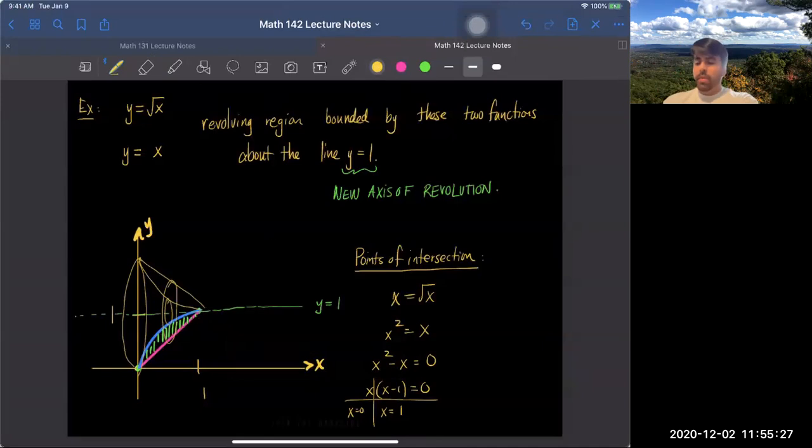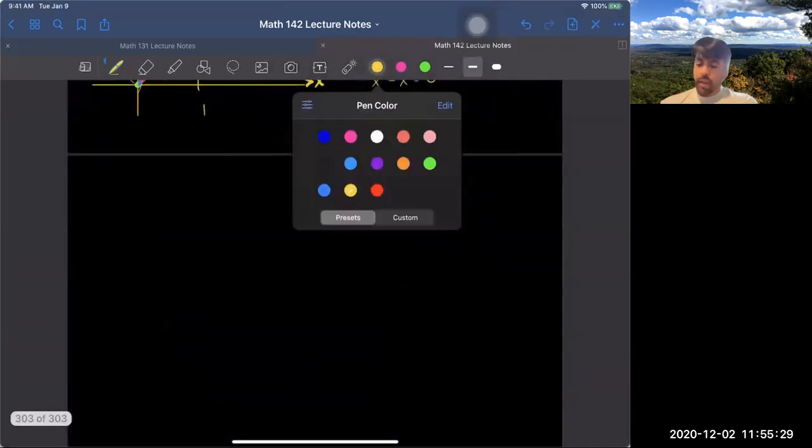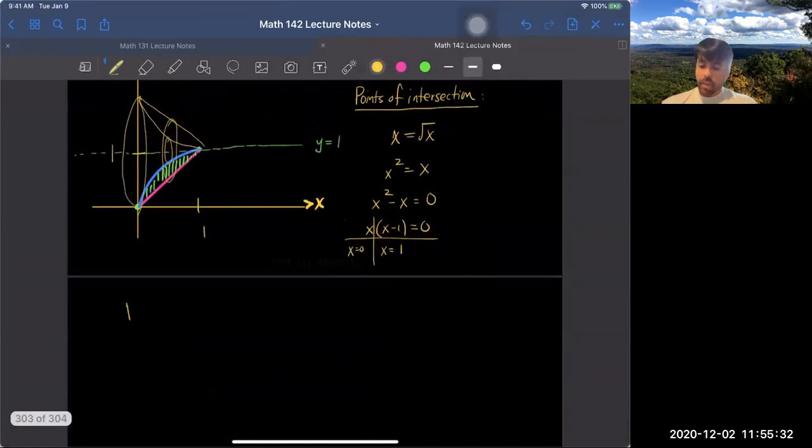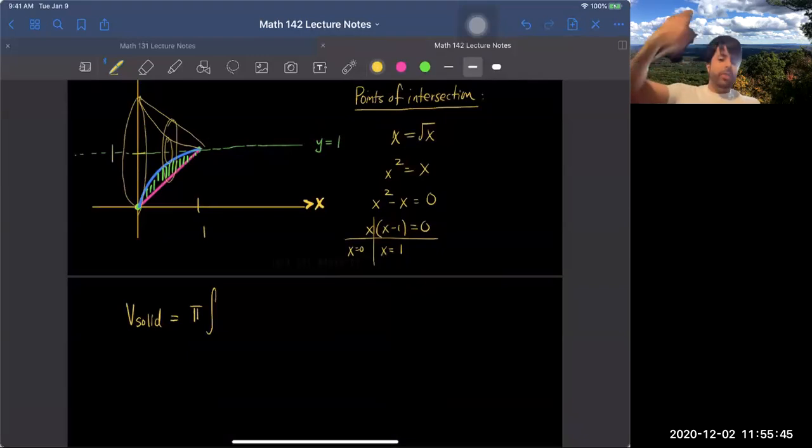So then the question becomes, I want to find the volume of this new solid. What's going to be the volume? It's going to be pi from what to what? Well, in this case, because the solid is revolved about a line that's horizontal, that means that I'm stacking my discs, my washers horizontally. I'm slicing them vertically, but stacking them horizontally. So it's going to be the x values that I care about. So it's going to be 0 to 1.